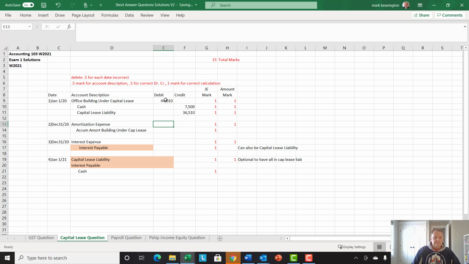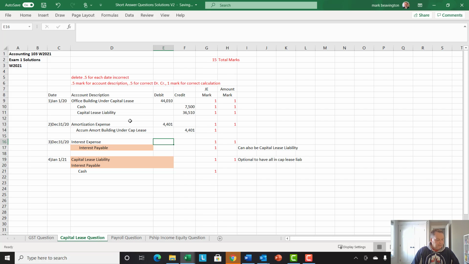So that number becomes important because when we do the amortization for the year, it's amortized over the 10-year life of the building. So that should mean 4401 is the amount of amortization in each year. So it's a debit to expense and a credit to accumulated amortization for a building under capital lease. That was B. And then C, we've got to accrue the interest.